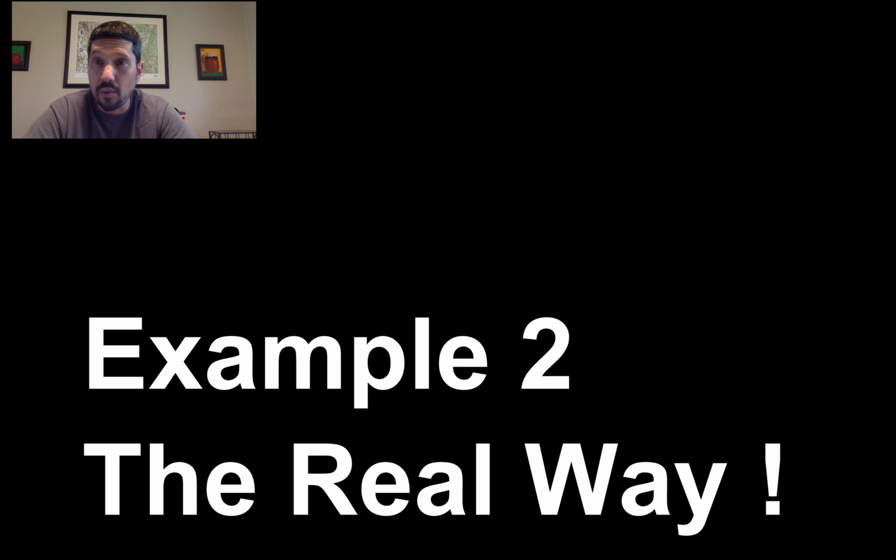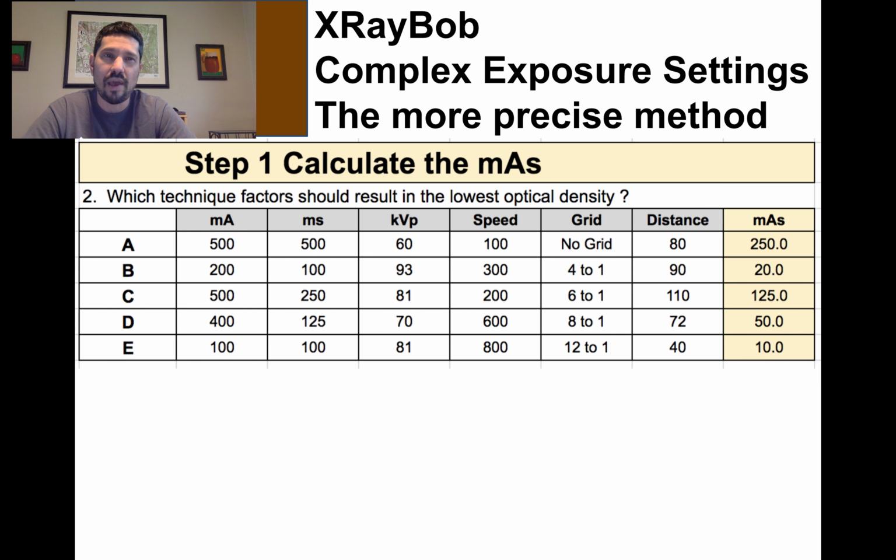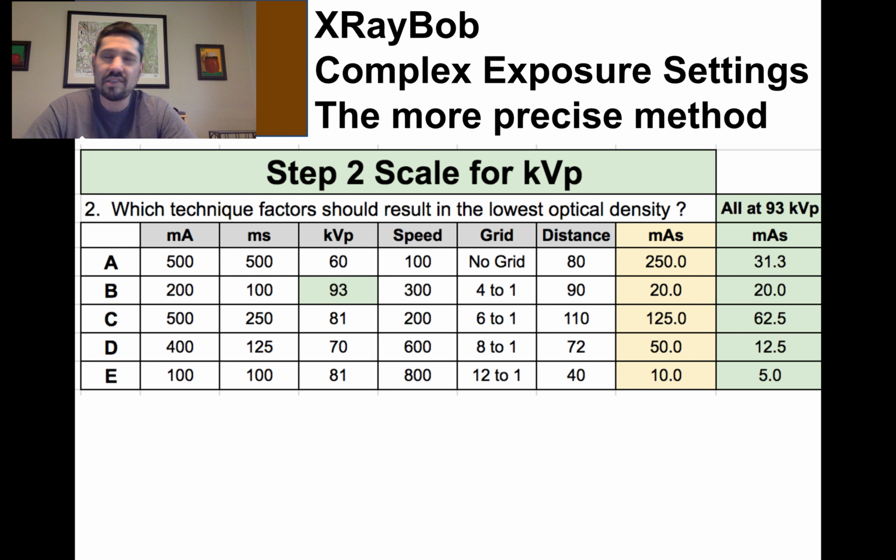All right, so let's do it the real way. The real way starts out the same way. We calculate the mAs. Then we say, all right, let's pick a condition. I'll pick 93 kVp and scale all the mAs as if they were the equivalent mass that would be used at 93 to result in the same optical density. So 81 at 125, 81 plus 15% gets me to 93. The same optical density as 81 and 125 would be 93 at half of 125. So I cut that number in half, 62.5.